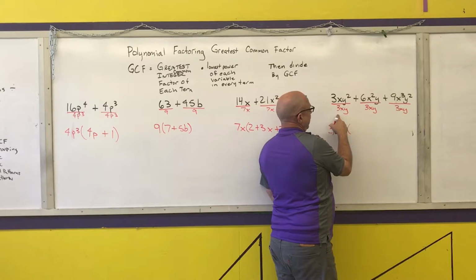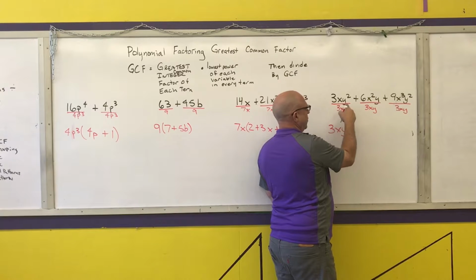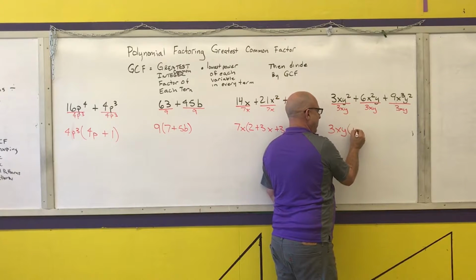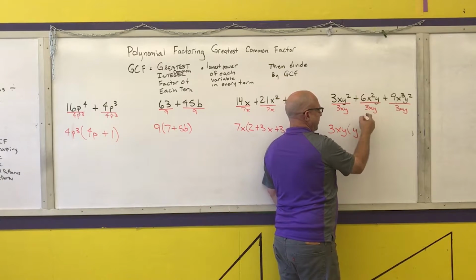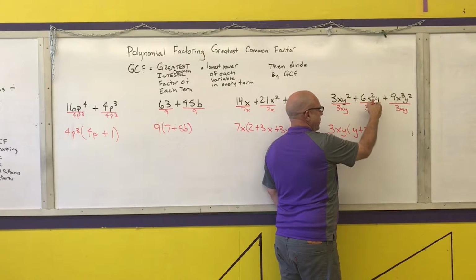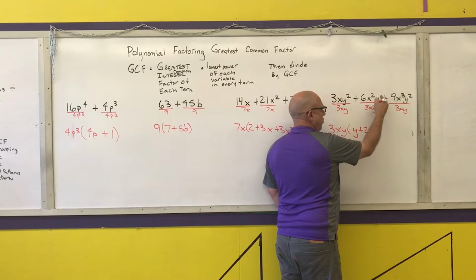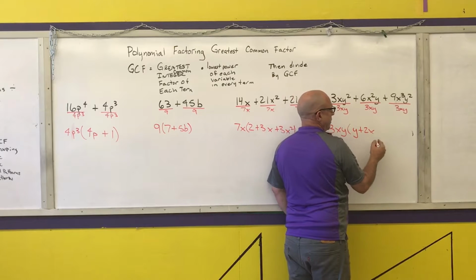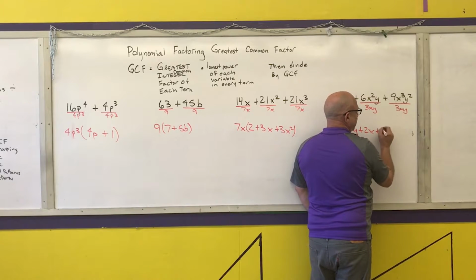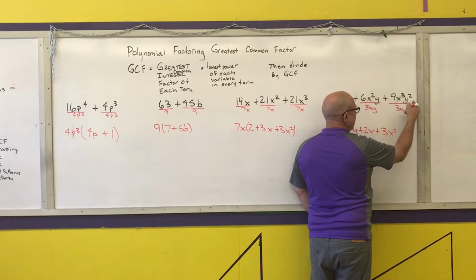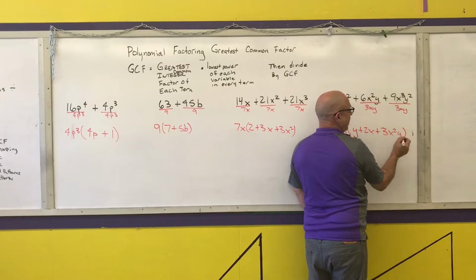Three divided by 3 is 1. X divided by x is 1. Y squared divided by y is y. 6 divided by 3 is 2. X squared divided by x is x. Y divided by y is 1. 9 divided by 3 is 3. X cubed divided by x is x squared. Y squared divided by y is y.